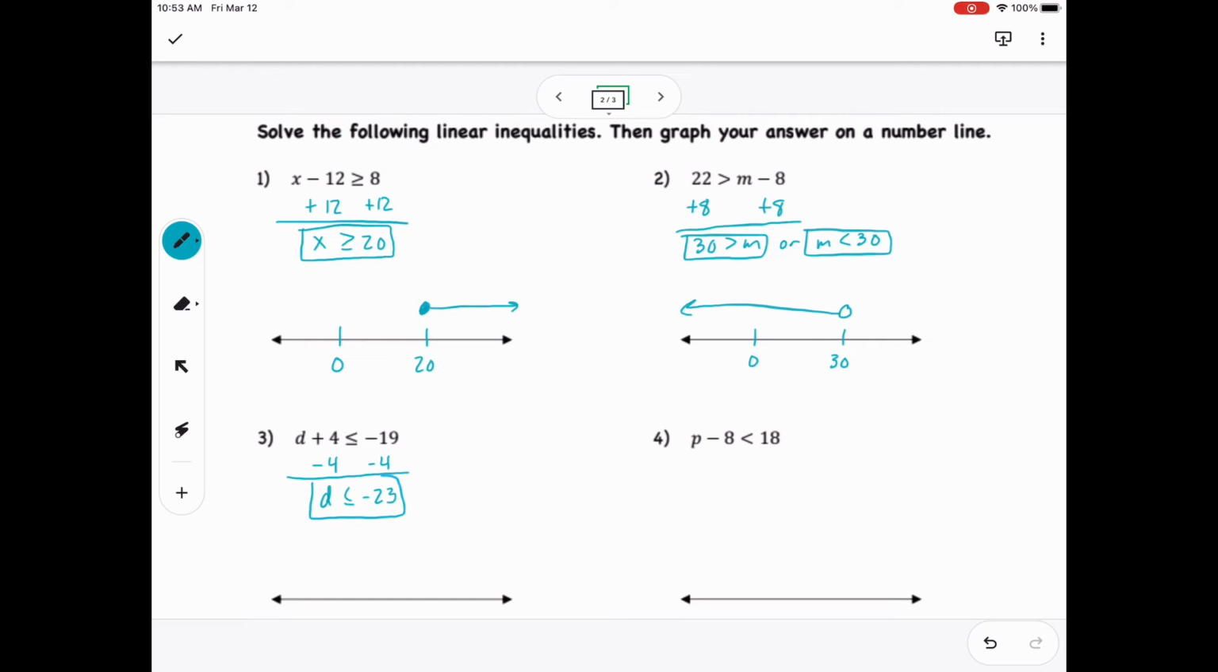So number 3, I subtracted 4 from both sides. That gave me negative 23. And then it gives me d is less than or equal to negative 23. So everything less than negative 23 is true. For number 4, I want to add 8 to both sides. That gets me p is less than 26. So because it's less than 26, I'll write my 26 with an open circle above it and then everything to the left.